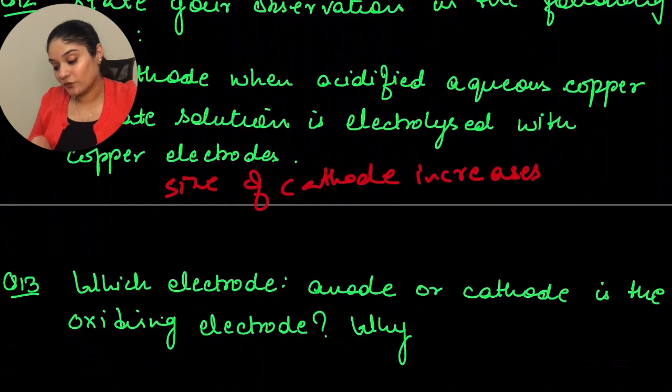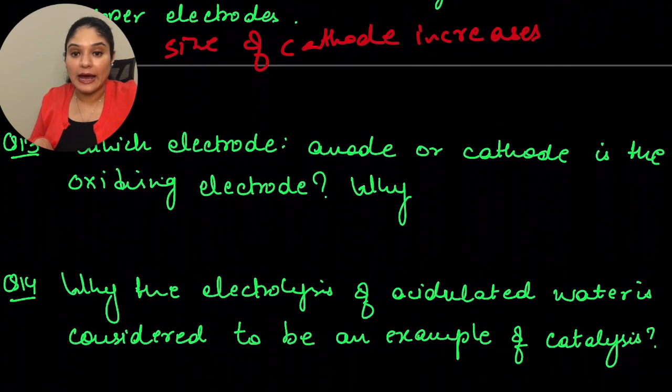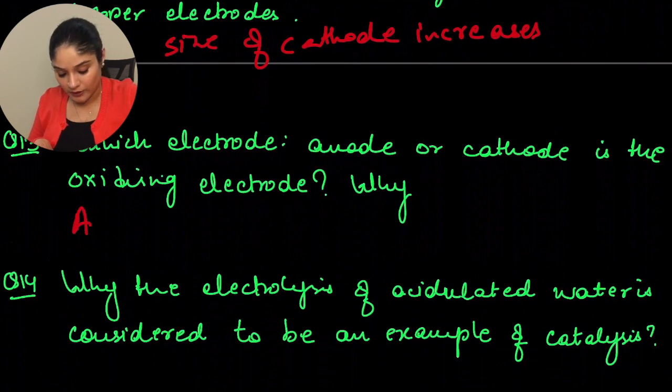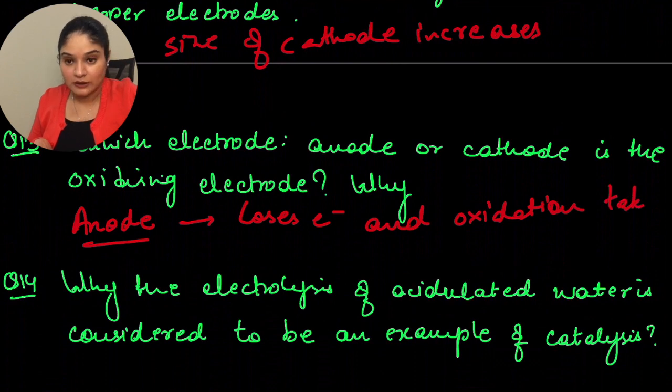The next is, which electrode, anode or cathode, is the oxidizing electrode and why? So we discussed that the anode is an oxidizing electrode because it loses electrons and oxidation takes place at this electrode. So oxidation takes place at the anode.